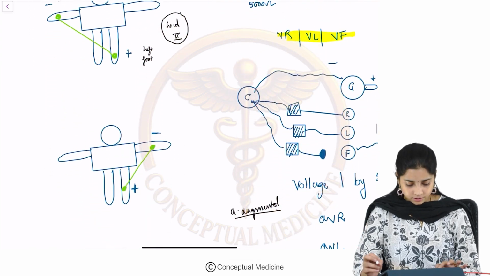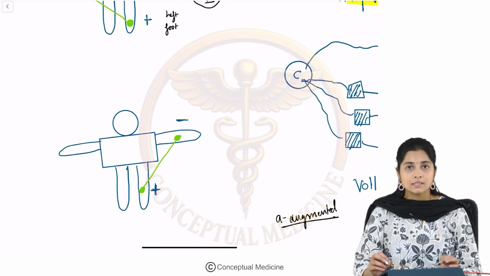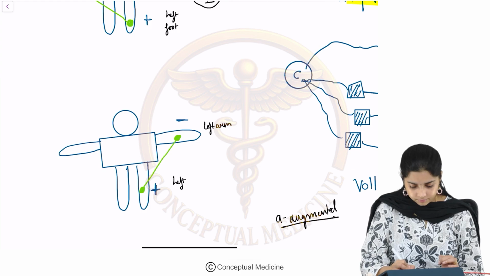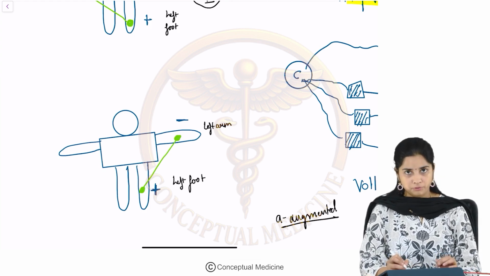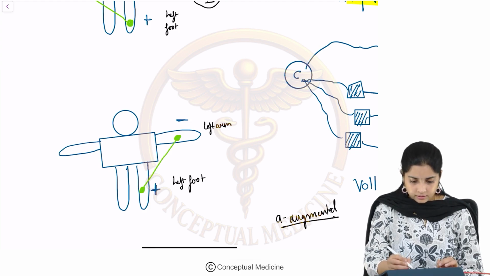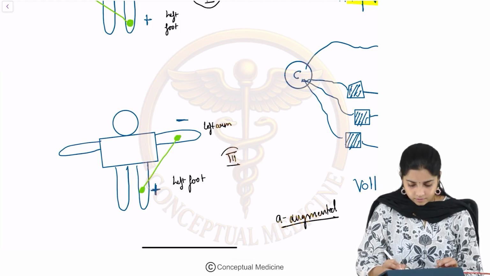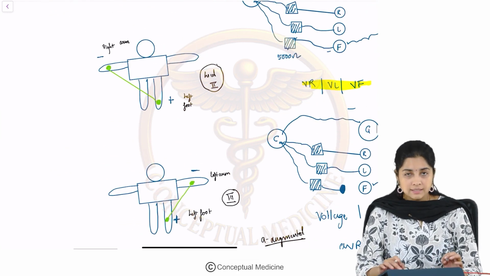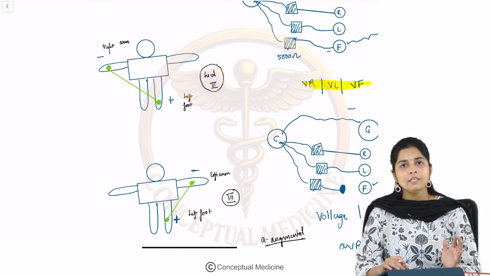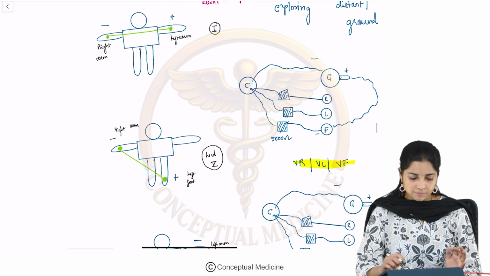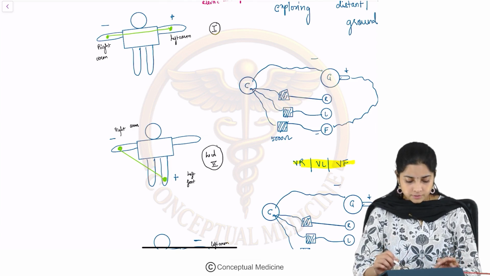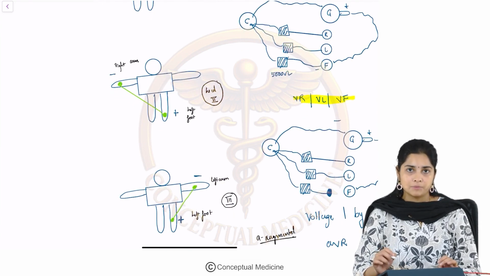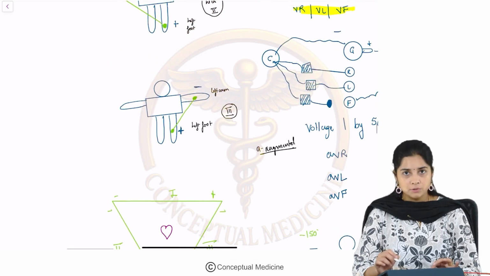Now how do you construct your next lead? This lead is connected between the left arm and the left foot, and this is what we call lead 3. So we have understood what bipolar leads are, and these are limb leads because they join the limbs. Lead 1 is between the right arm and left arm, lead 2 is between the right arm and left foot, and lead 3 is between the left arm and left foot.